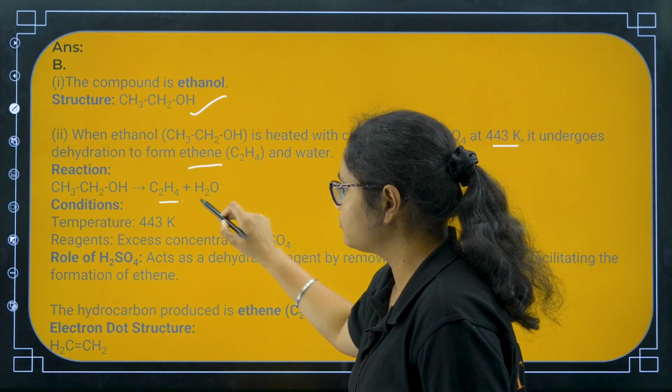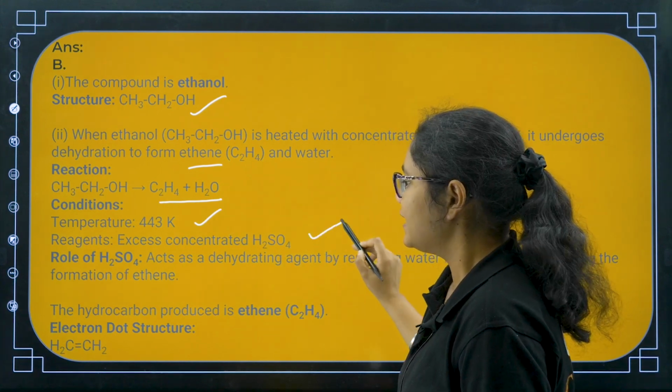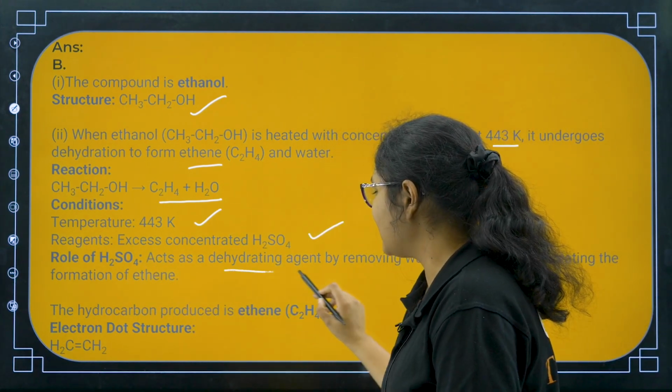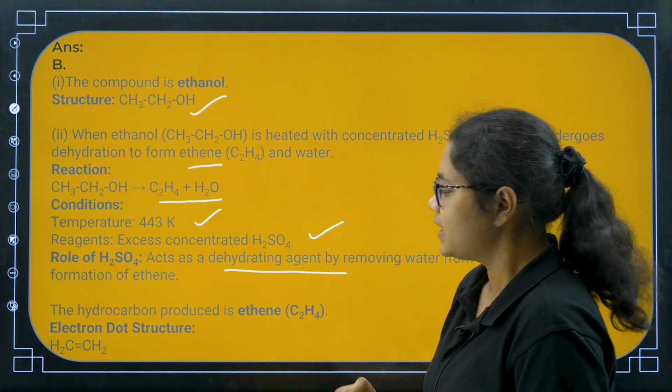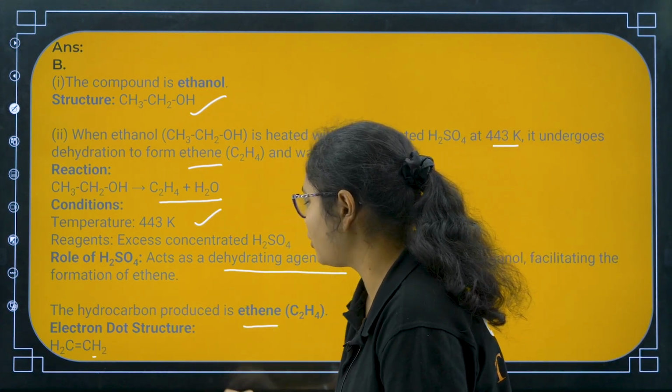Reaction you have to write down. Okay, this is the temperature and the conditions. The temperature is 443 Kelvin, excess of concentrated sulfuric acid. What is the role? It is acting as a dehydrating agent. Next, what you have to do? The hydrocarbon produced is ethene and the electron dot structure.